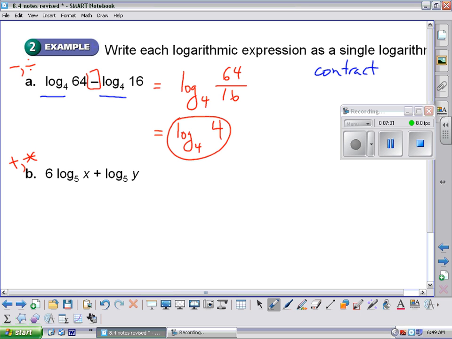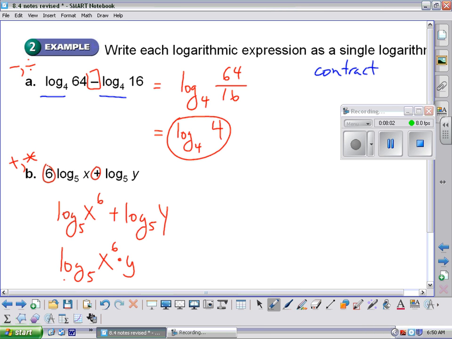So the first thing I'm going to do, but before I can handle that, I got this 6 hanging out in front here. So step 1. Log base 5, x to the 6th by the power rule. Okay, bases are the same, so I can work this together and go log base 5, x to the 6th times y. And it's just xy. There you go. All right, so that's putting them together, okay?